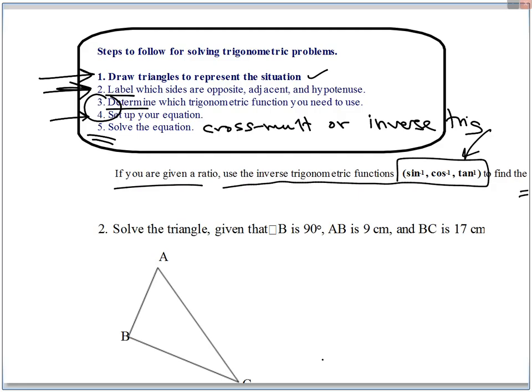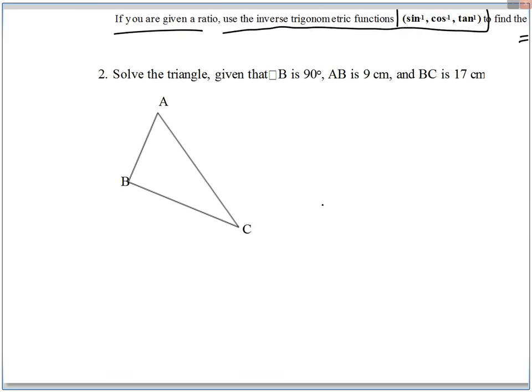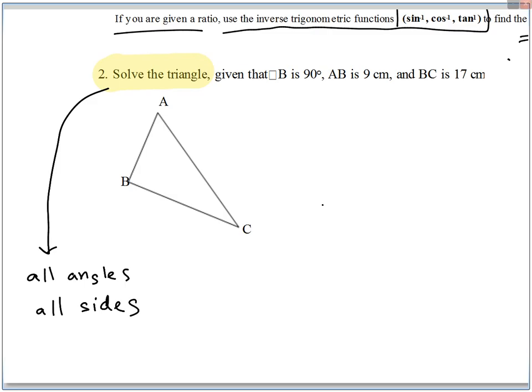All right. The next thing says, and I'm going to have to highlight this for you, solve the triangle. So if you ever see that, you have to sort of translate this into English. Solving a triangle means you need all angles, all sides. Okay, solve the triangle. You got to figure out every little detail about the triangle. Given that angle B is 90, so there's your right angle right there. Draw the little box.